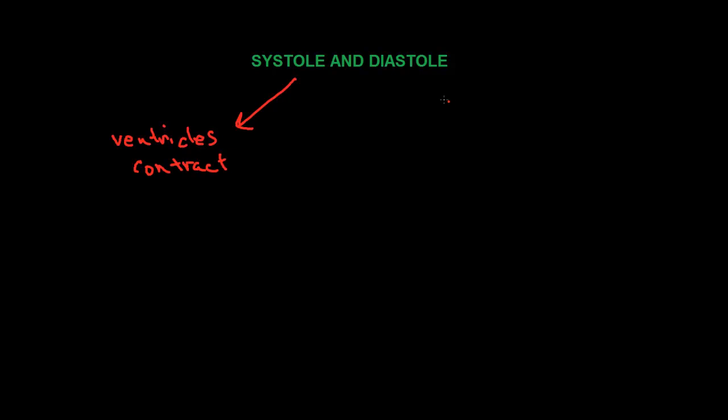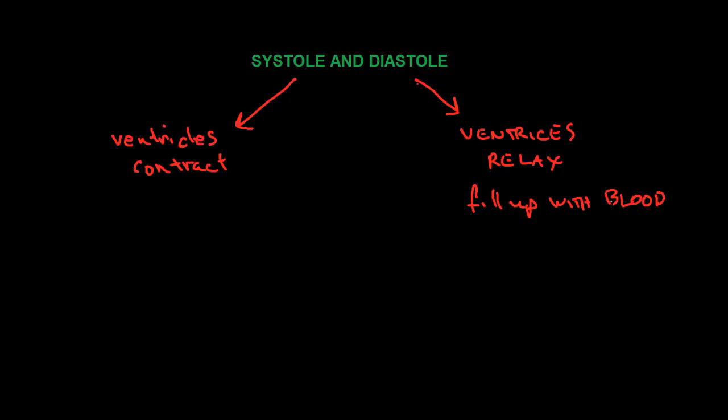And then diastole would be the moment in time when the ventricles do not contract, or sometimes people say the ventricles relax. This would be when they fill up with blood, and systole would be the moment in time when they move blood forward. Now, how would you know if someone is in systole or diastole? Forward, forward, forward.